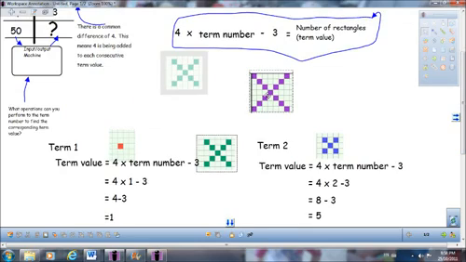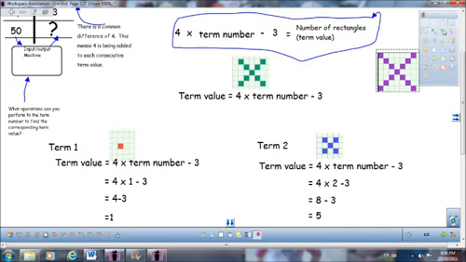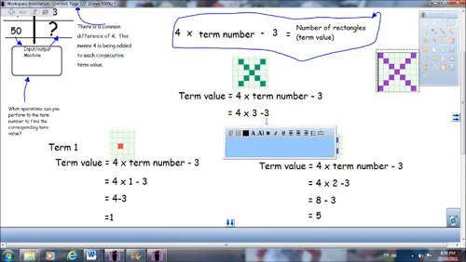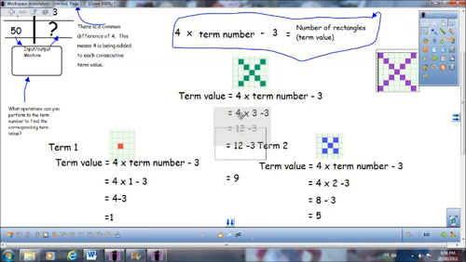So for the third one, I'm just going to try and clean this up a little bit so I can run the test for the third one. The third one is this shape right here. So again, term value, start with the general equation that you're testing, equals 4 times the term number. It's the third one now, minus 3. And that equals 4 times 3, which is 12, minus 3. And that equals 9. Still don't know if I'm right, but I think I'm getting close because the first two were correct, meaning I've got my hopes up, this might work.